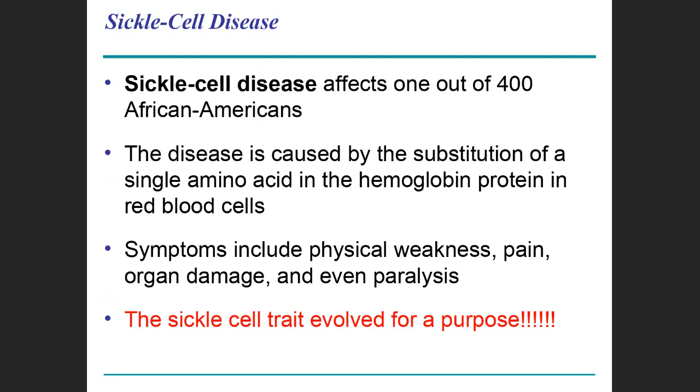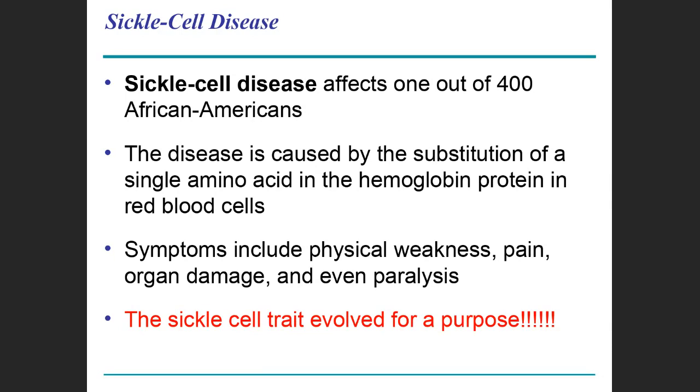Now, sickle cell disease typically affects Africans or people of African descent. Here in the US, it affects about 1 out of 400 African Americans. Sickle cell disease occurs when the red blood cells assume a sickle shape, kind of like a crescent moon shape. And that's an abnormal shape.